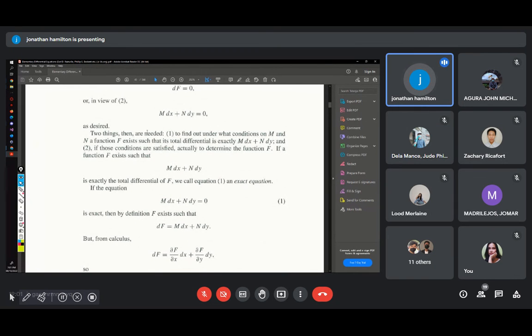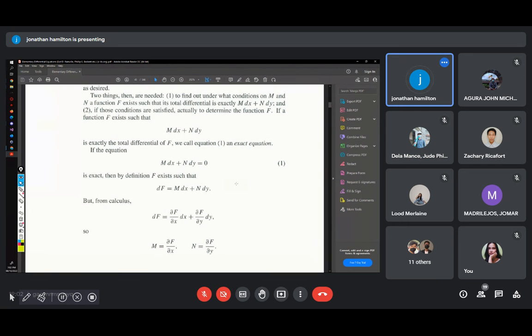So for exact equations, two things are needed. One, to find out under what conditions on m and n a function f exists such that its total differential is exactly m dx plus n dy. And second, if these conditions are satisfied, to actually determine the function f, if a function f exists such that m dx plus n dy is exactly the total differential of f. We can call equation 1 an exact equation.